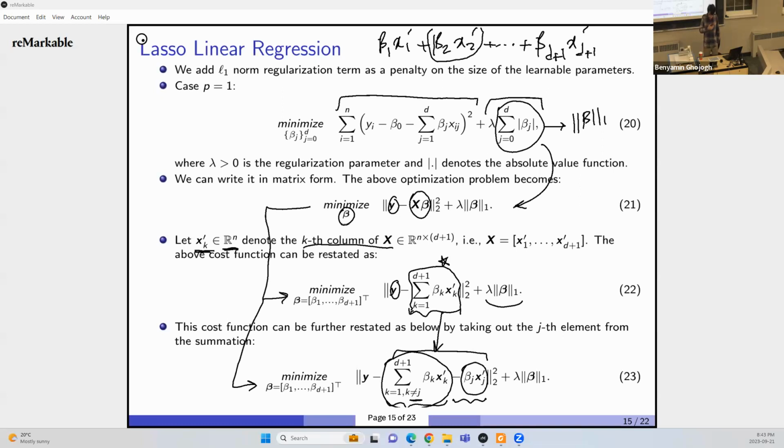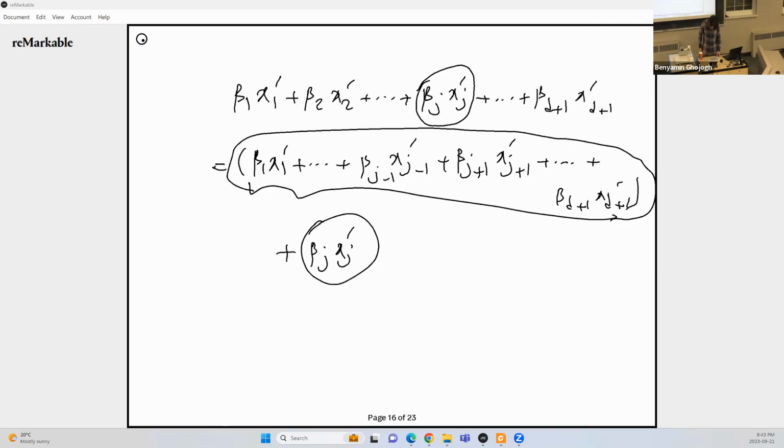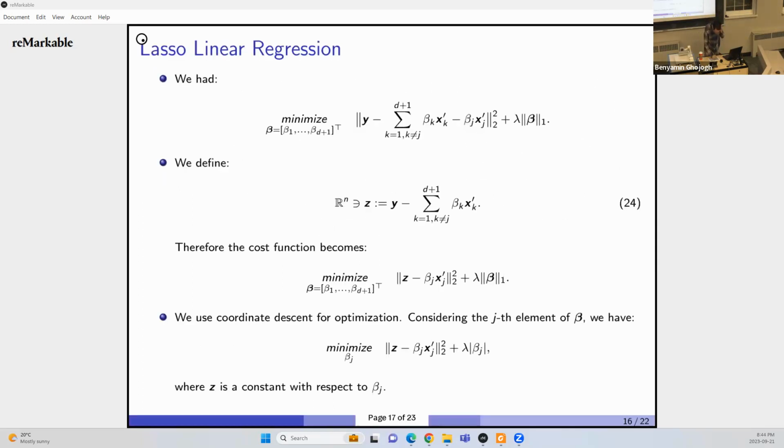So from equation 22, we came to equation 23. The reason is that beta j is important for me and the rest will be constant. So I'm repeating what we had. Now, this I know is constant with respect to beta j. Let me denote it by z. Okay. So it will be like this. I can write it as this, right?